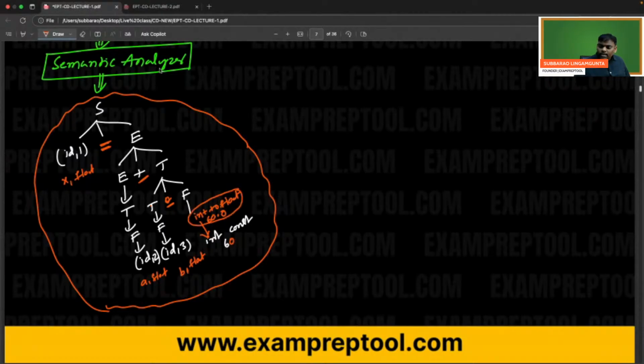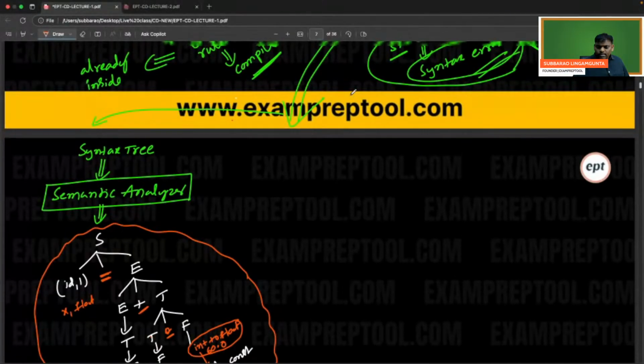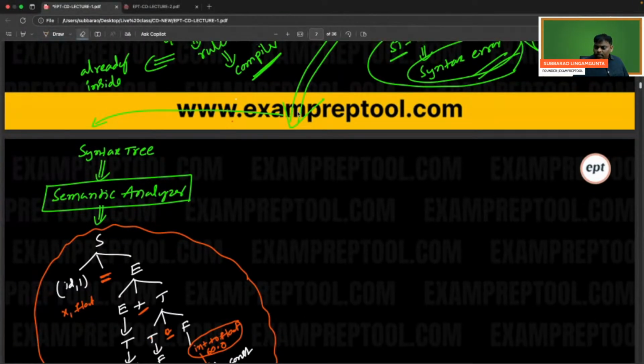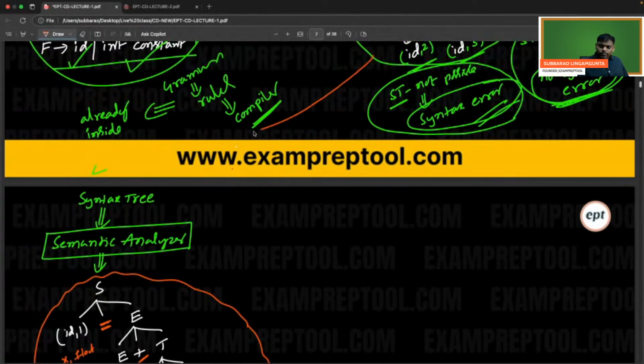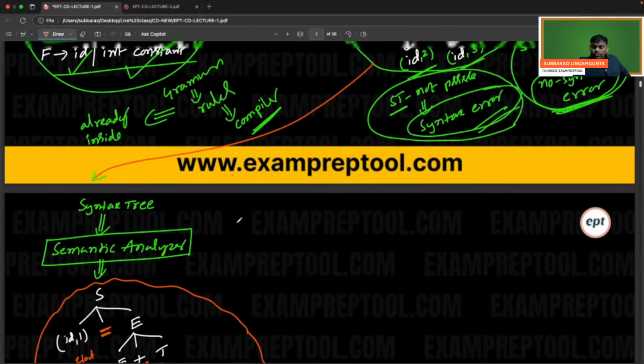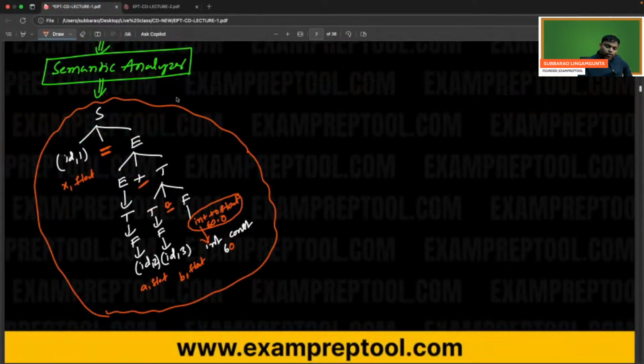So the semantic analyzer input is a syntax tree. Output is also a syntax tree, but a modified syntax tree. See, this is called typecasting, int to float. Why are you typecasting? If you want to do any operation, like multiplication, if one is float, the other should also be float. If you want to perform any operation between two operands, they both should be the same type. If not, convert.